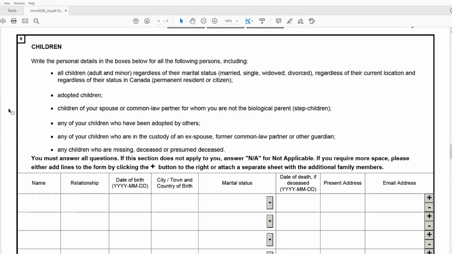Now keep in mind, you should have separate, different email addresses for each person. If they don't have an email address, you can write down not applicable, but then in a letter of explanation, you should explain why you can't provide their email address.